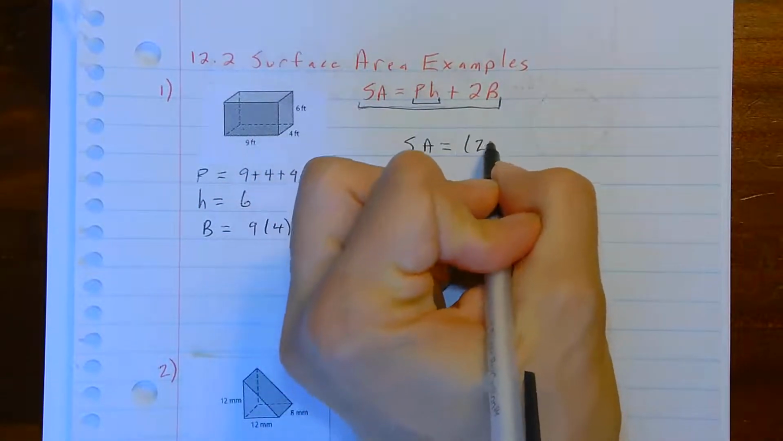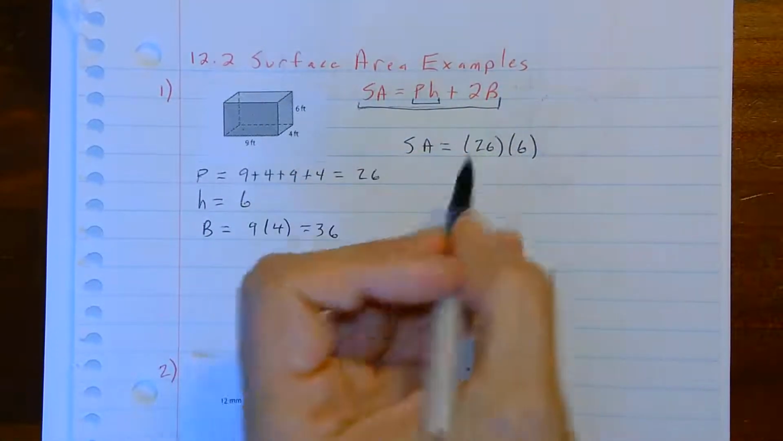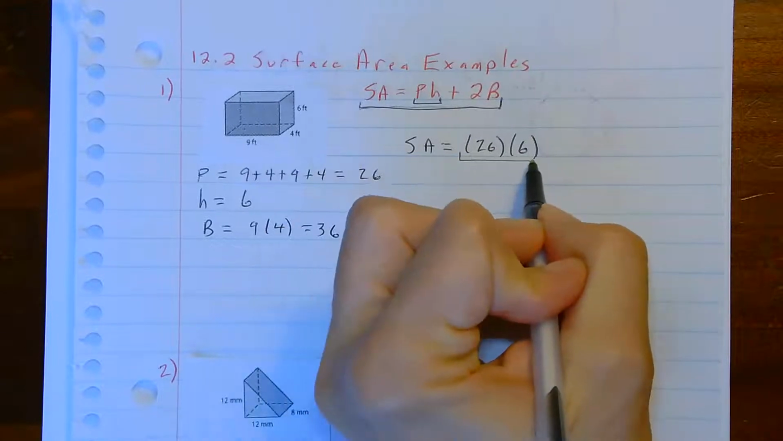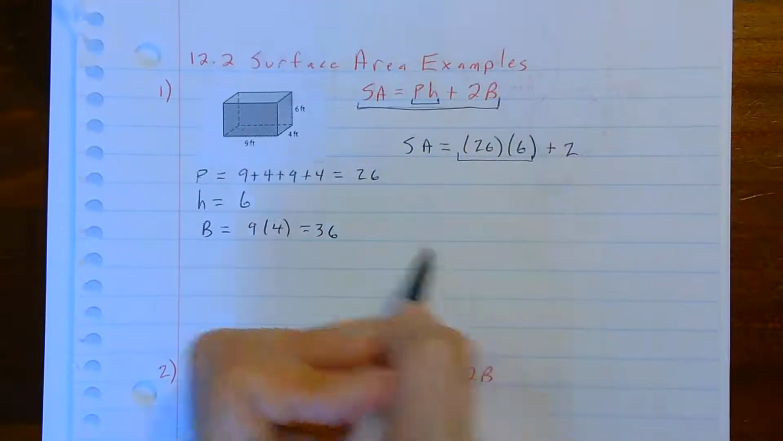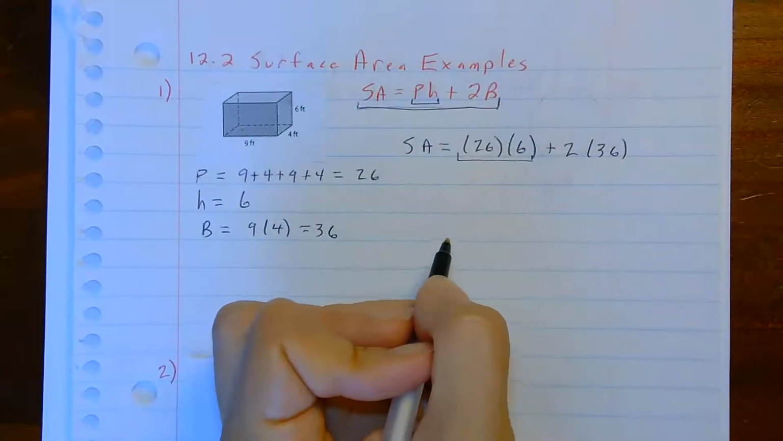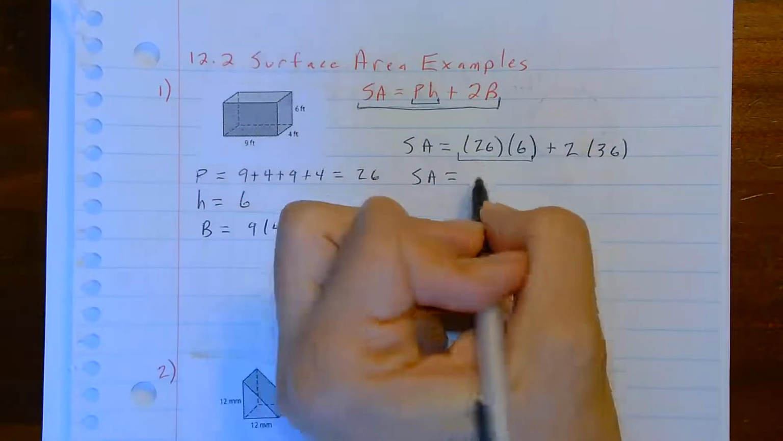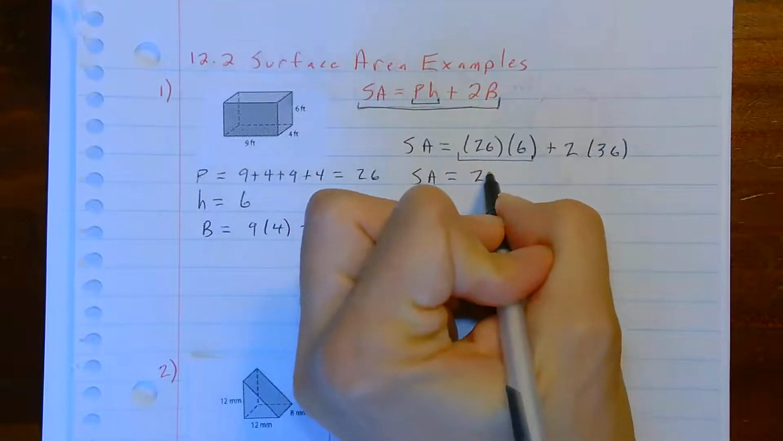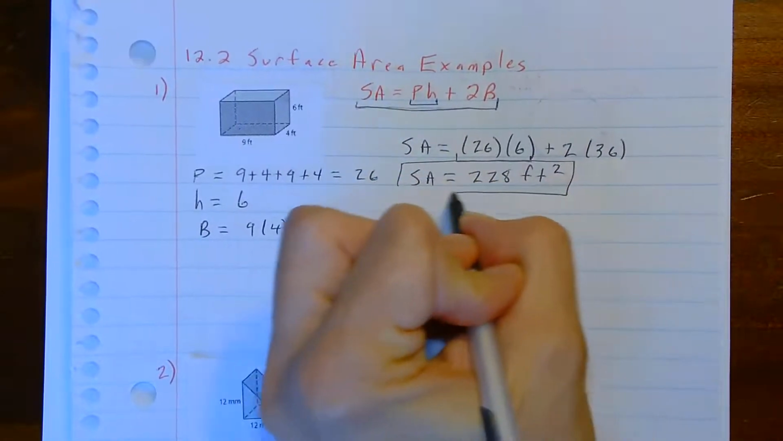So we're going to do 26 for the perimeter. Take that times the 6, which is the height of the object. That gives you the area of all of the faces on the sides, and then we're going to add on the 2 areas of the bases because we have 2 bases. 2 times 36. Okay, you're just going to multiply all of that out and add it together, and you're going to end up with 228 square feet. And since it's area, remember it's square units.